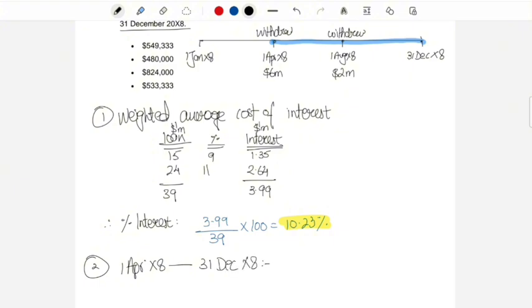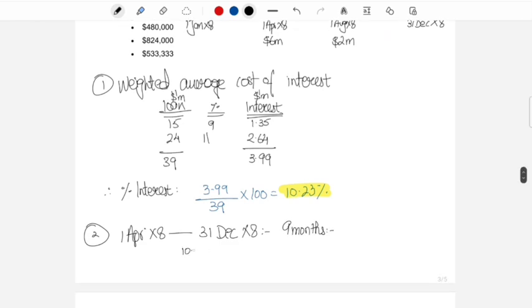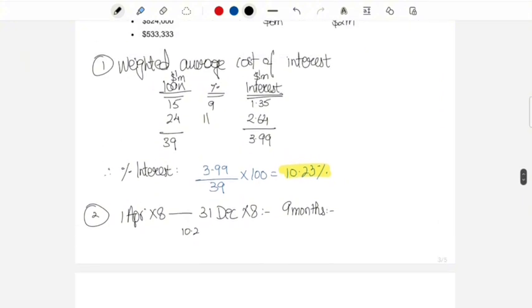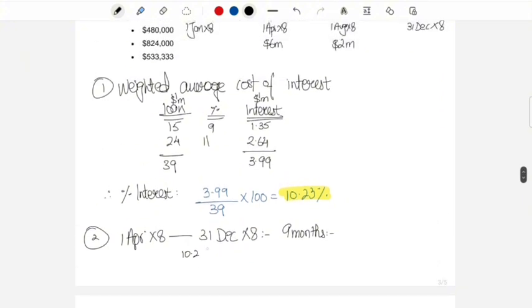Let's count together. April, May, June, July, August, September, October, November, December. That makes it 9 months. So what you will do then, you will take the 10.23%, which is the interest rate. Multiply this by the loan amount.